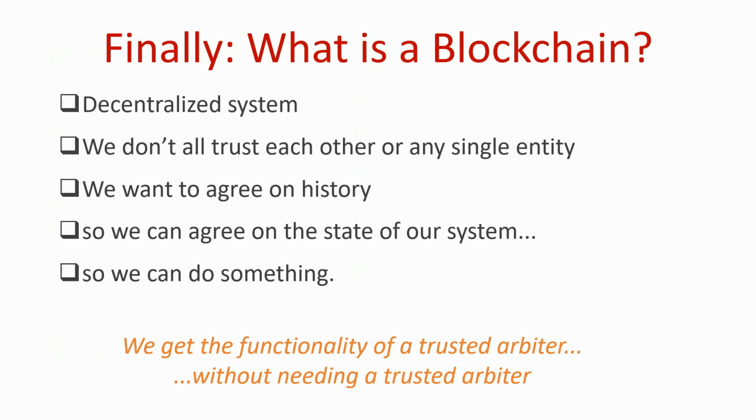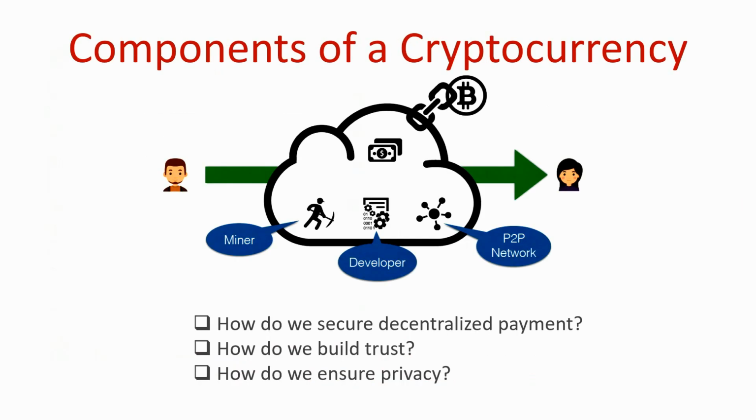They want to have equal control over the system. So if they use the blockchain, as we said, they can agree on the history so that they can agree on the current state of the system so that they can do something or the other. Okay? So we get the functionality of a trusted arbiter without actually needing a trusted arbiter. And so in our course, we will use cryptocurrencies as the example of a blockchain application. It's currently the most viable example.